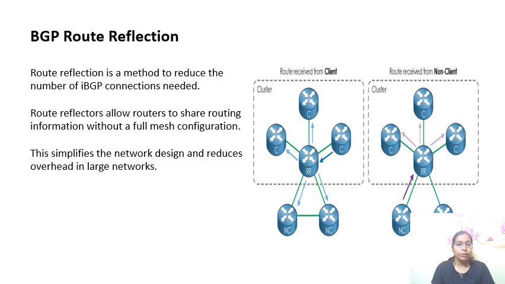BGP route reflection. Route reflection is a method to reduce the number of IBGP connections needed. IBGP stands for internal BGP. Route reflection allows routers to share routing information without a full mesh configuration. This simplifies the network design and reduces overhead in large networks. And the route received from a client is from a cluster, and the route received from a non-client is from a non-client cluster. The diagrammatic representation of BGP route reflection has been provided here.